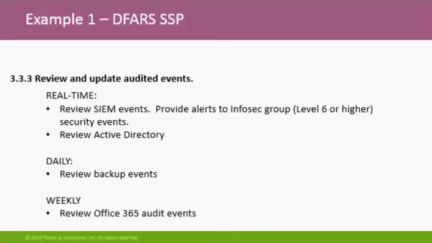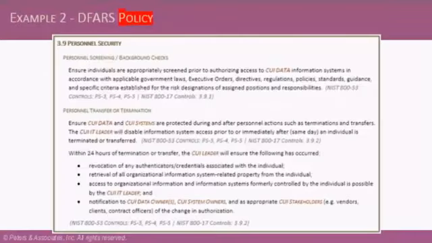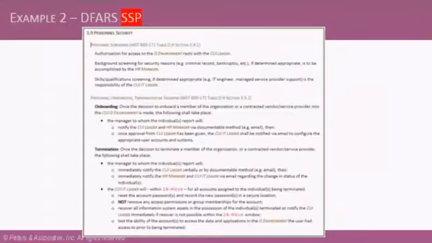I think we have one more example, kind of going back. I'll call this example 2. Within the policy in this particular example, it's talking about individual screening, background checks, and what to do in the event of a termination. This would be the type of thing covered within your policy set. And again, the 3.9 numbering ties right back to the NIST control set. That's the example of policy, and then we were going to the SSP.